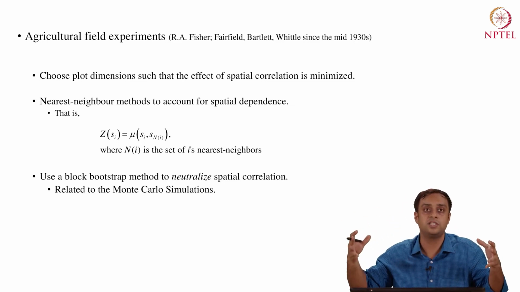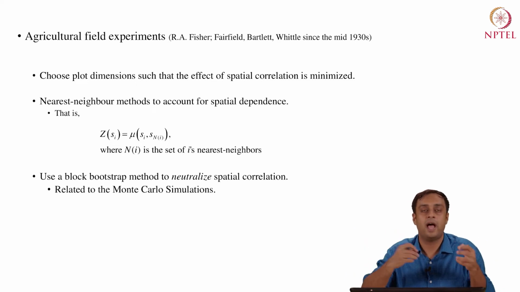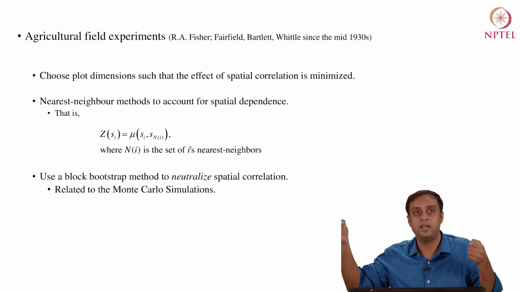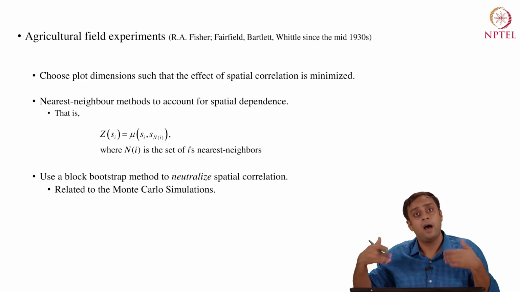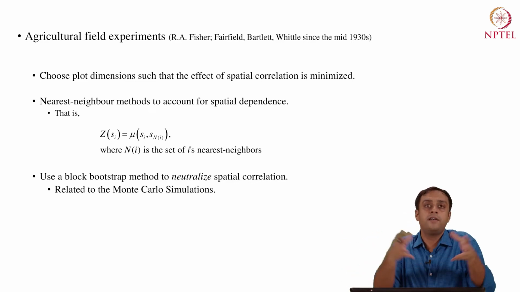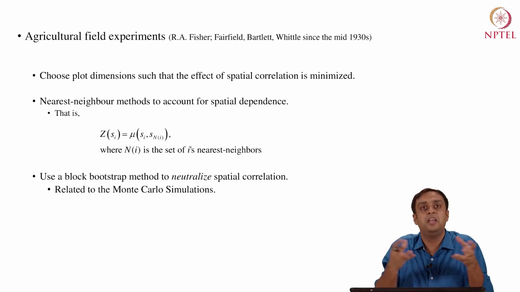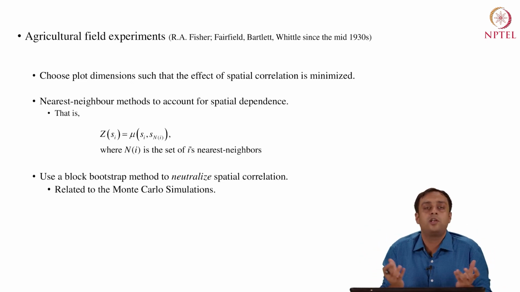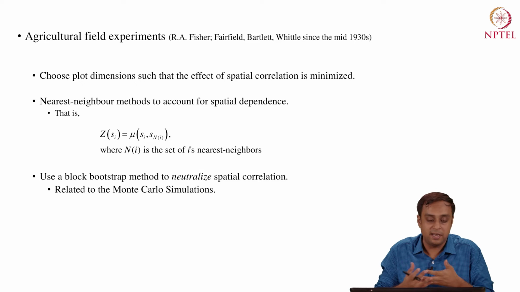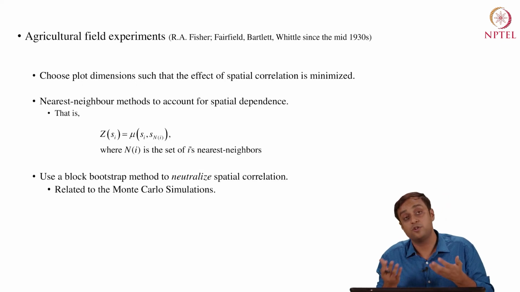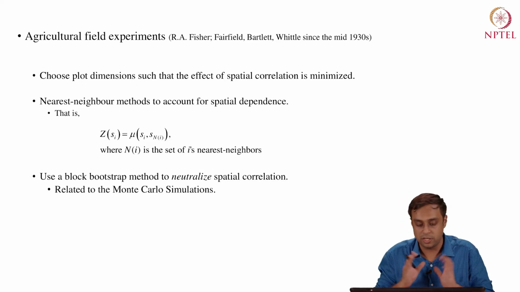If these plots are large enough, it's likely that you are going to have a distinct understanding of yield levels when you move from plot 1 to plot 2. Otherwise, you can have 100 plots highly correlated with each other, and you are really not learning much about what's happening on average in a region, right? Then there are methods like nearest neighbor methods that account for spatial dependence. We will talk about those in detail later.